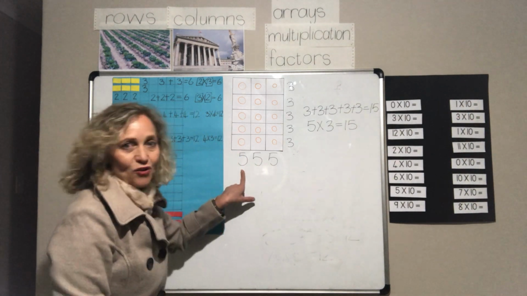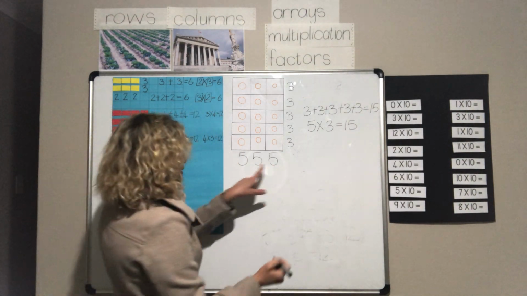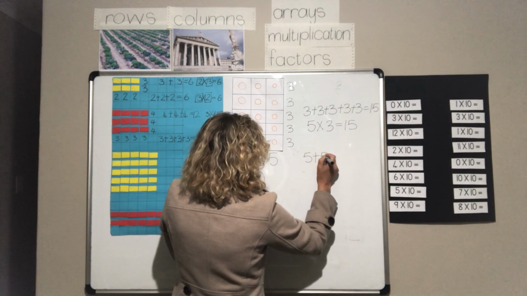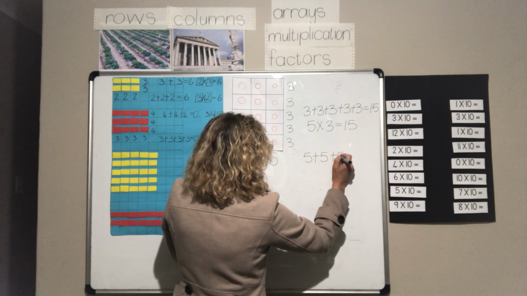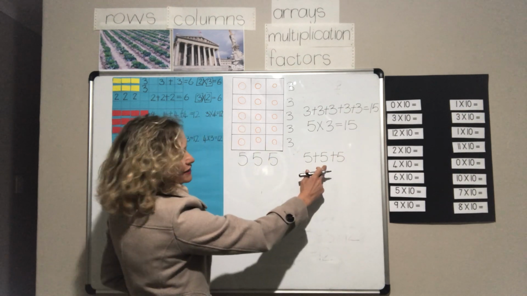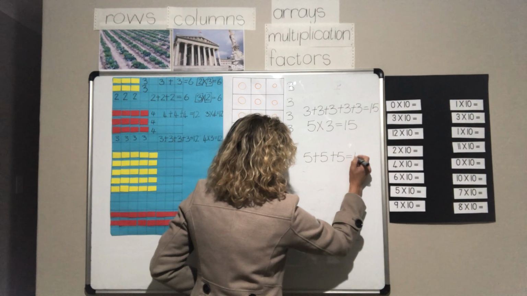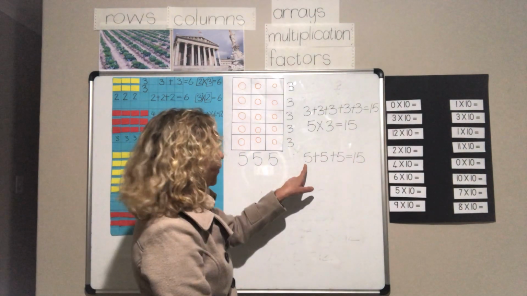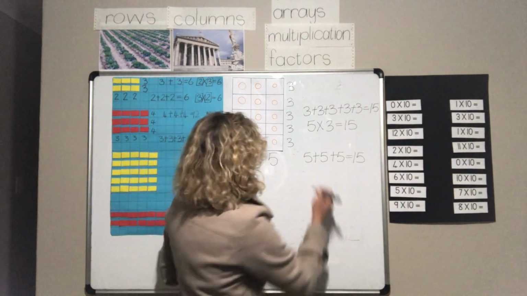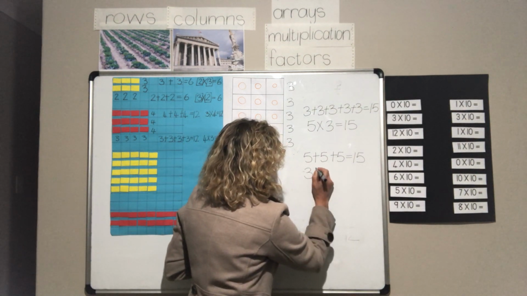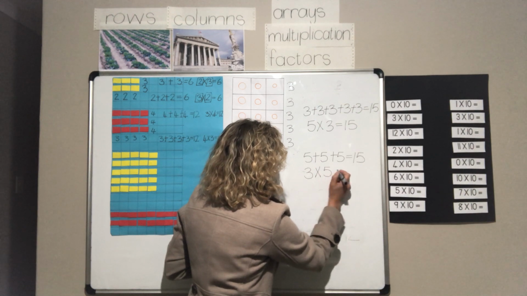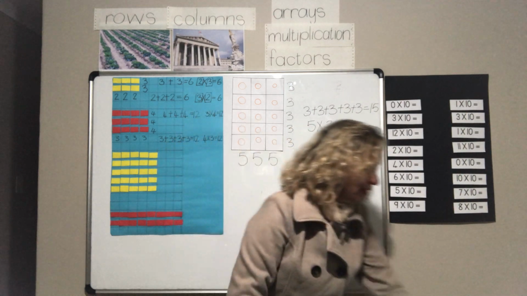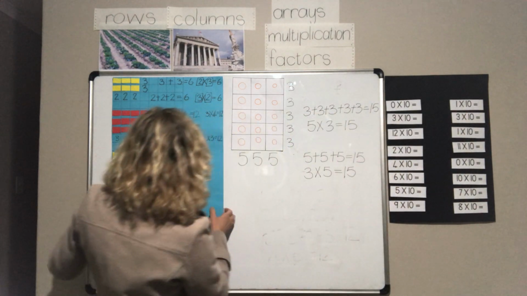Here's another interesting one. We have 3 fives at the bottom here. So we could also say 5 plus 5 plus 5. 5 plus 5 is 10, plus 5 is 15. I know you knew that answer. How many 5s do I have? 1, 2, 3. So I'm going to say 3 times 5 equals 15. And I've made a few more of these examples for you to see.